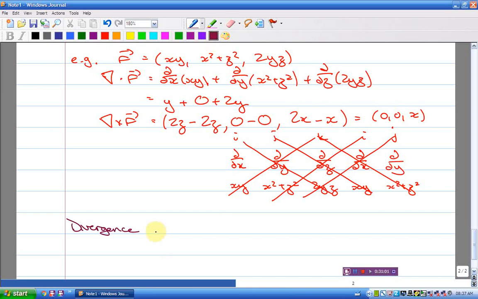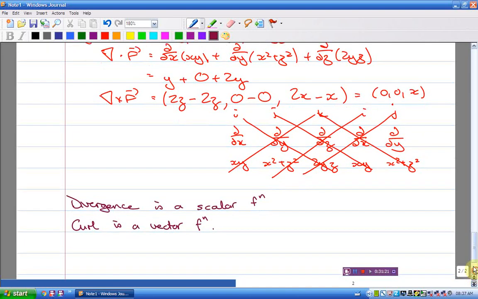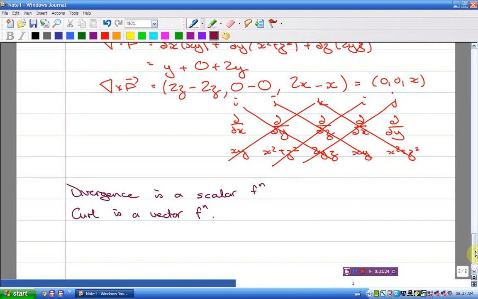Divergence is a scalar function. Notice the thing that we got when I did div f. I got y plus 2y. Well, that's 3y. That is a scalar function. Divergence is a scalar function. Curl is a vector function. Okay? Divergence is how much fluid is flowing out of a point. There's no directionality associated with it. It's not a vector quantity. Curl is to do with spin. It's going to have not just magnitude, but it's also going to have a direction component to it, a direction feel to it, sense to it.